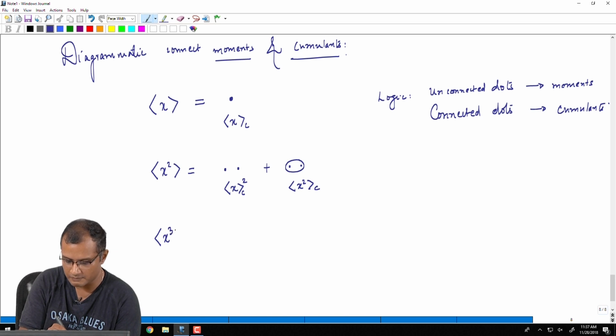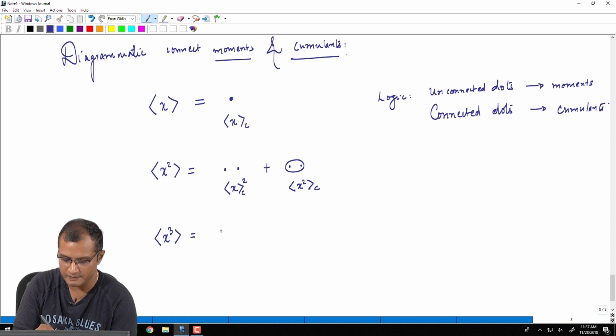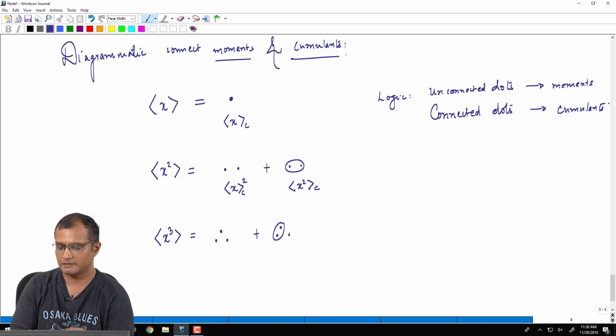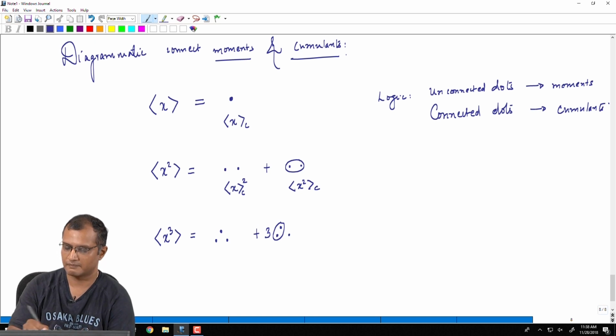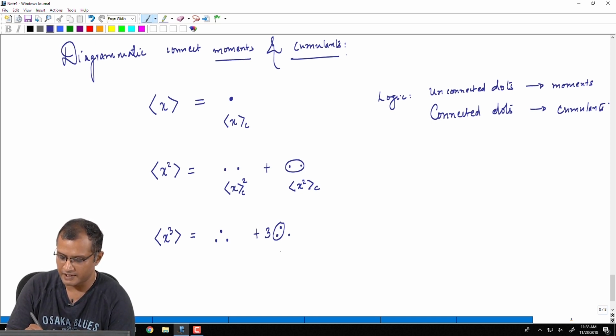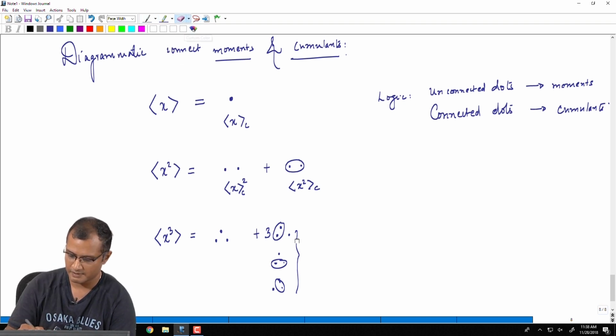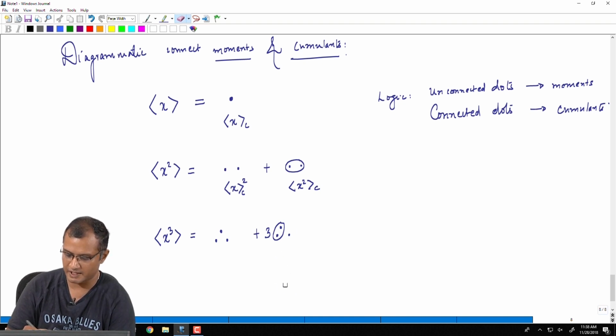Let us go towards the third moment. For the third moment I need 3 dots, because the number of dots is equal to the order of the moment. Now, with 3 dots I have different possibilities. I can leave all of them unconnected, or I can connect 2 of them and leave the third unconnected, but there are precisely 3 ways of doing it. I can leave this dot and connect these 2, or leave another dot and connect the other 2. So, there are 3 ways, and this 3 is written to account for the other 2 ways.